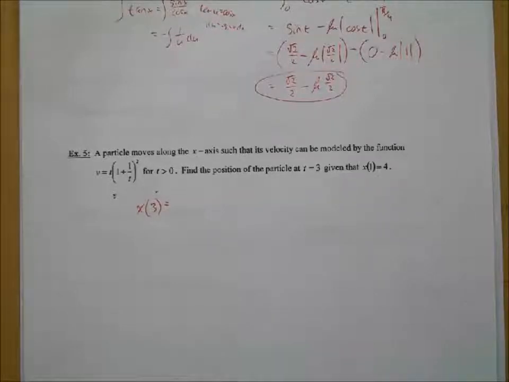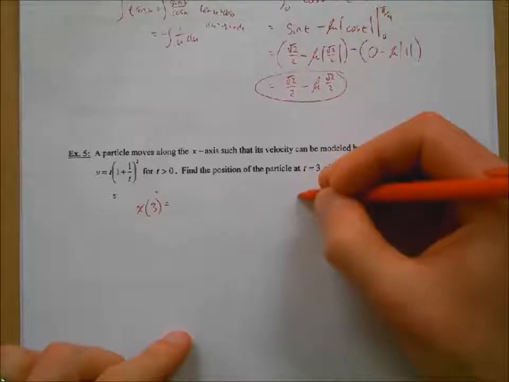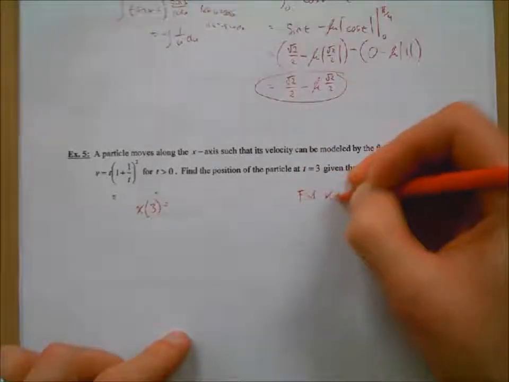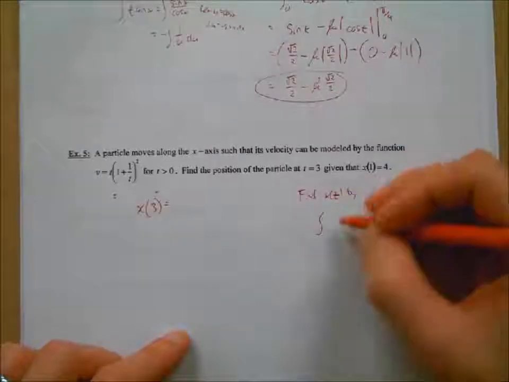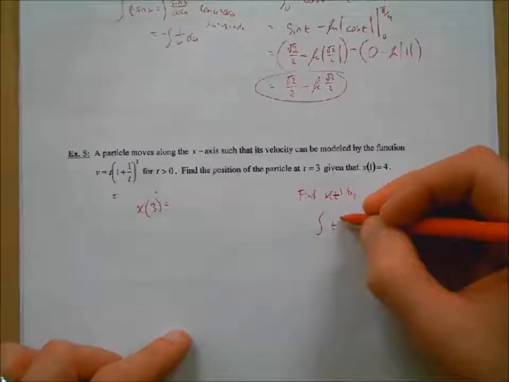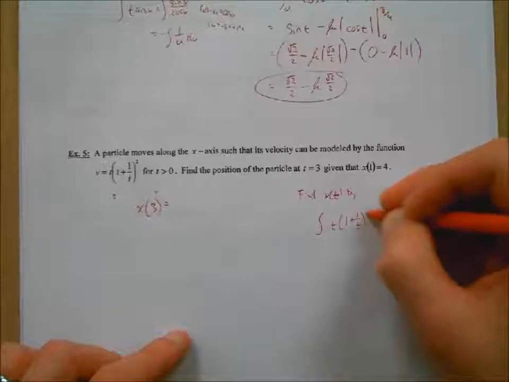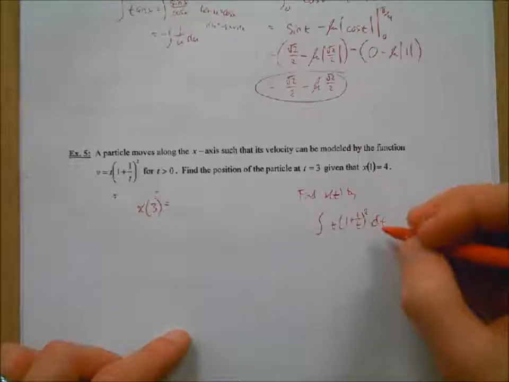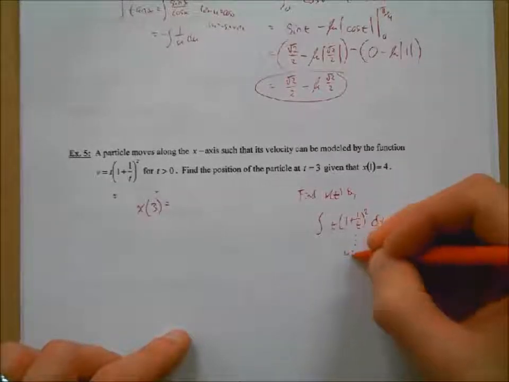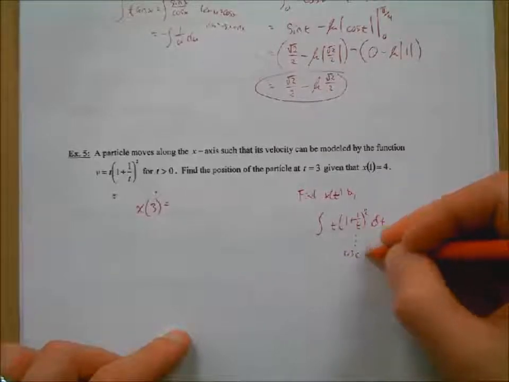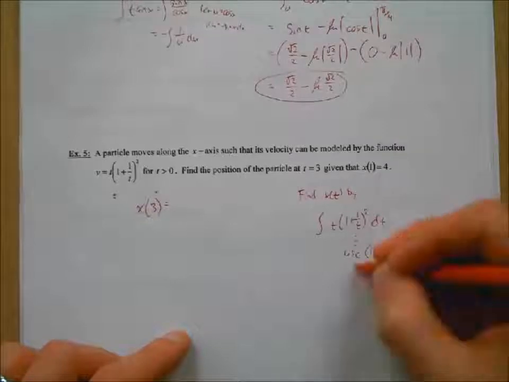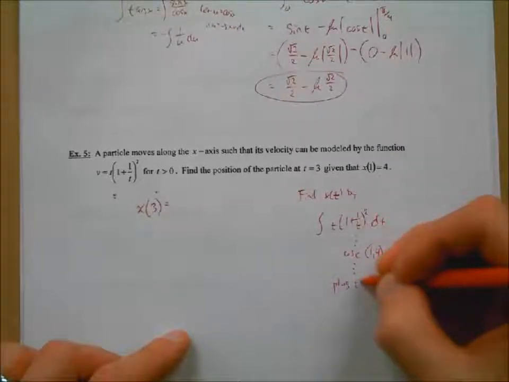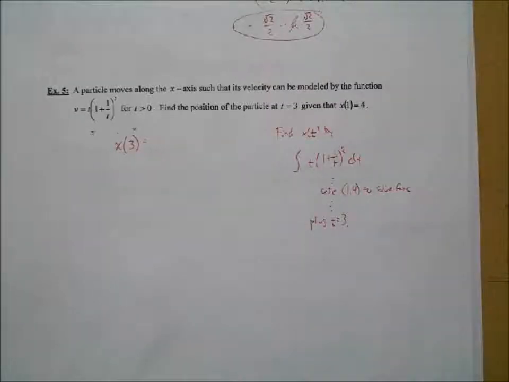So one option is to find x sub t by integrating t times 1 plus 1 over t squared dt, okay, and then use 1 comma 4 to solve for c, plug in t equals 3. Okay, so that's one option. I'm not going to do it that way though. I'm going to do it the other way, right?